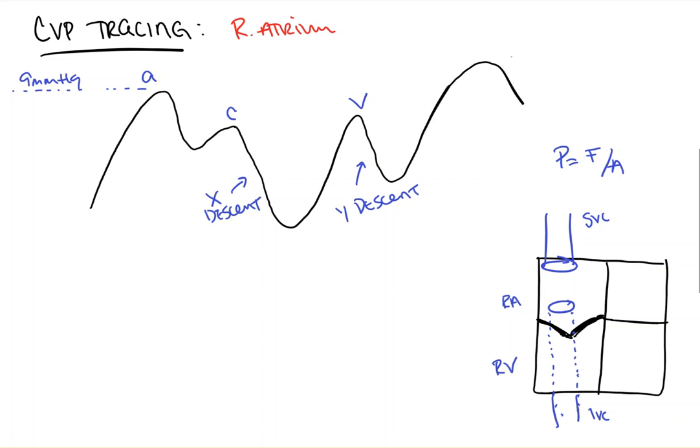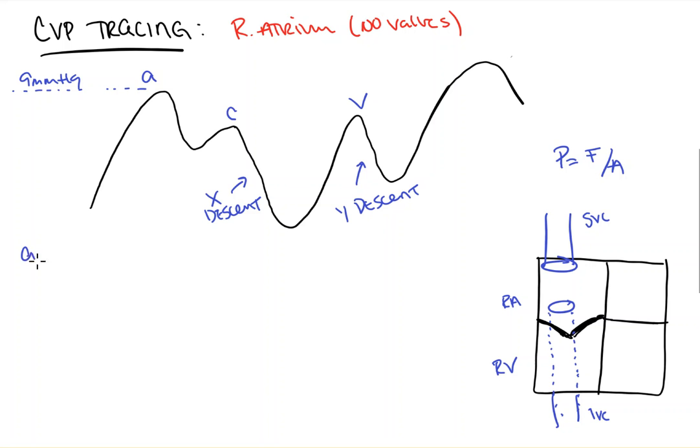We should remember that there are no valves between the IVC, the SVC, and the right atrium. So it's one continuous area, which is why even though it's called a central venous tracing, it's also the right atrial pressure tracing. It's the same conceptually as looking at a wedge pressure and looking at the left atrial pressure, because again, it's a continuous area with no valves between them.